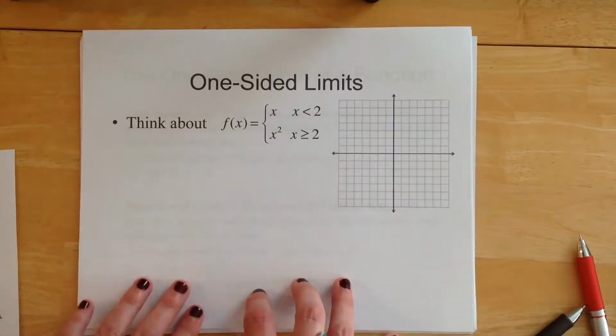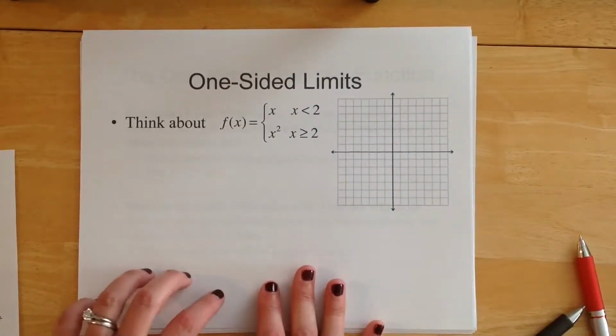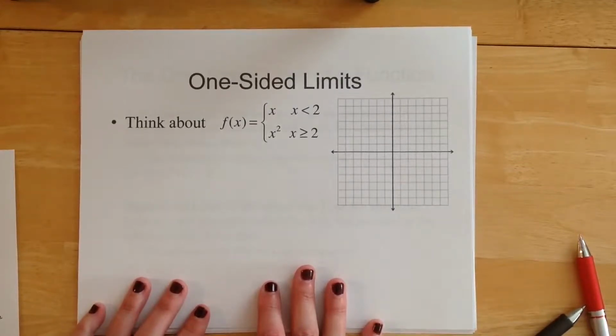All of the other examples we've looked at so far have been two-sided limits, where we want to know what's happening to y as x approaches some value from the left and the right-hand side. But now we're going to be thinking about one-sided limits. So what's happening to y as x approaches some number from the left side, or what's happening to y as x approaches from the right-hand side.